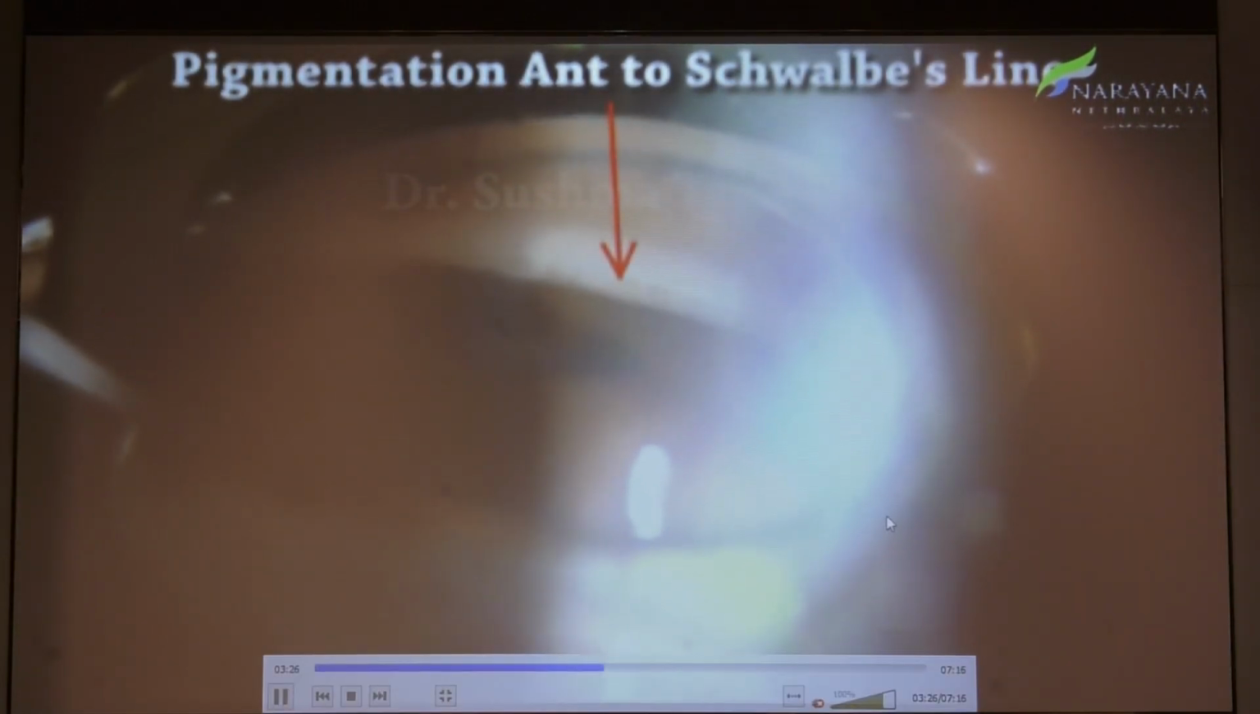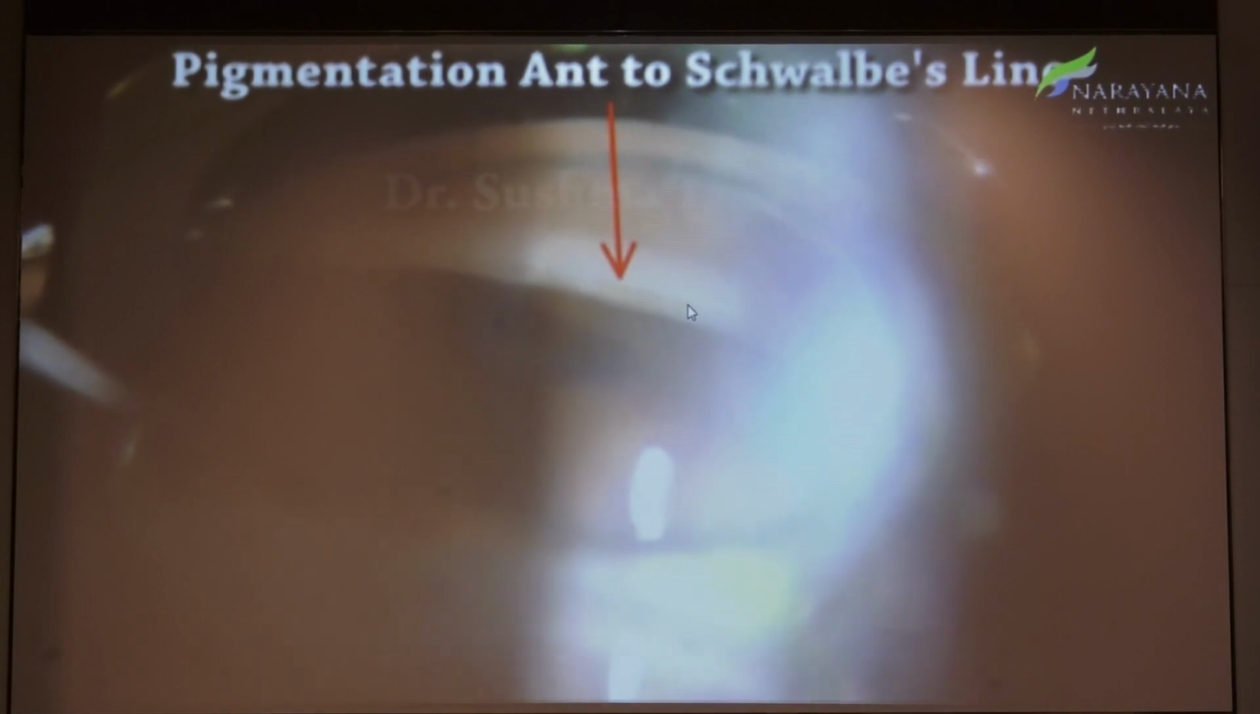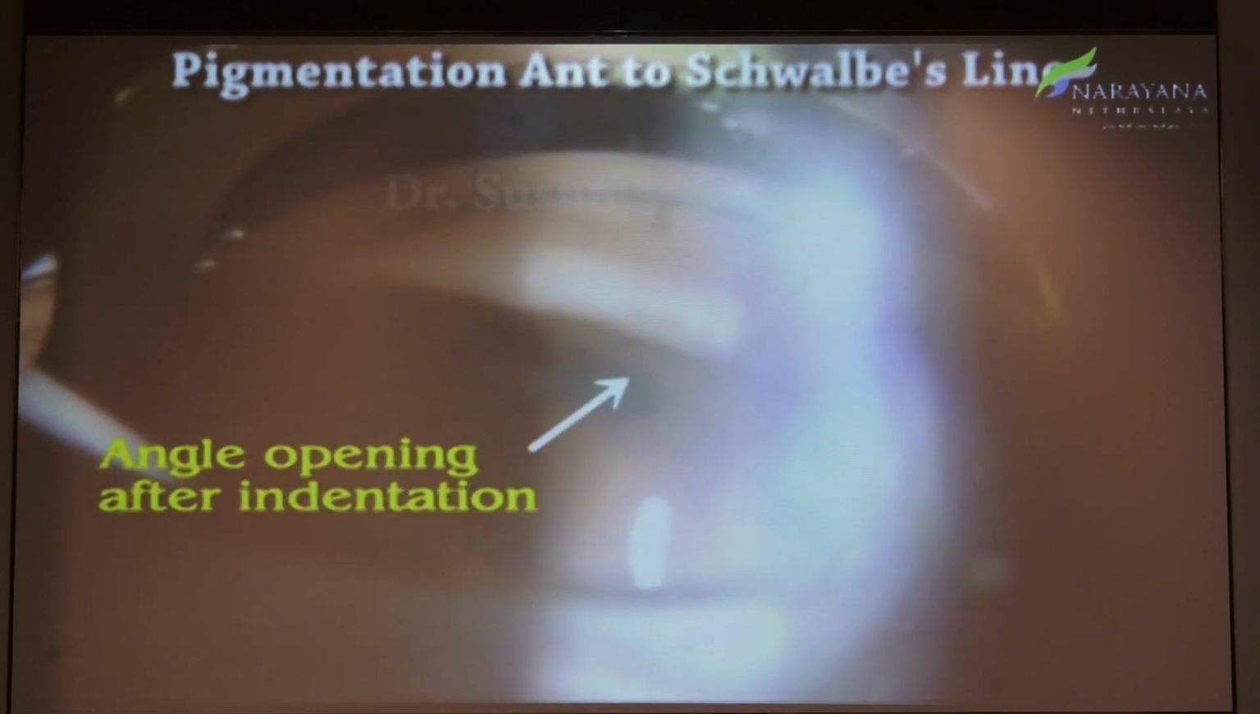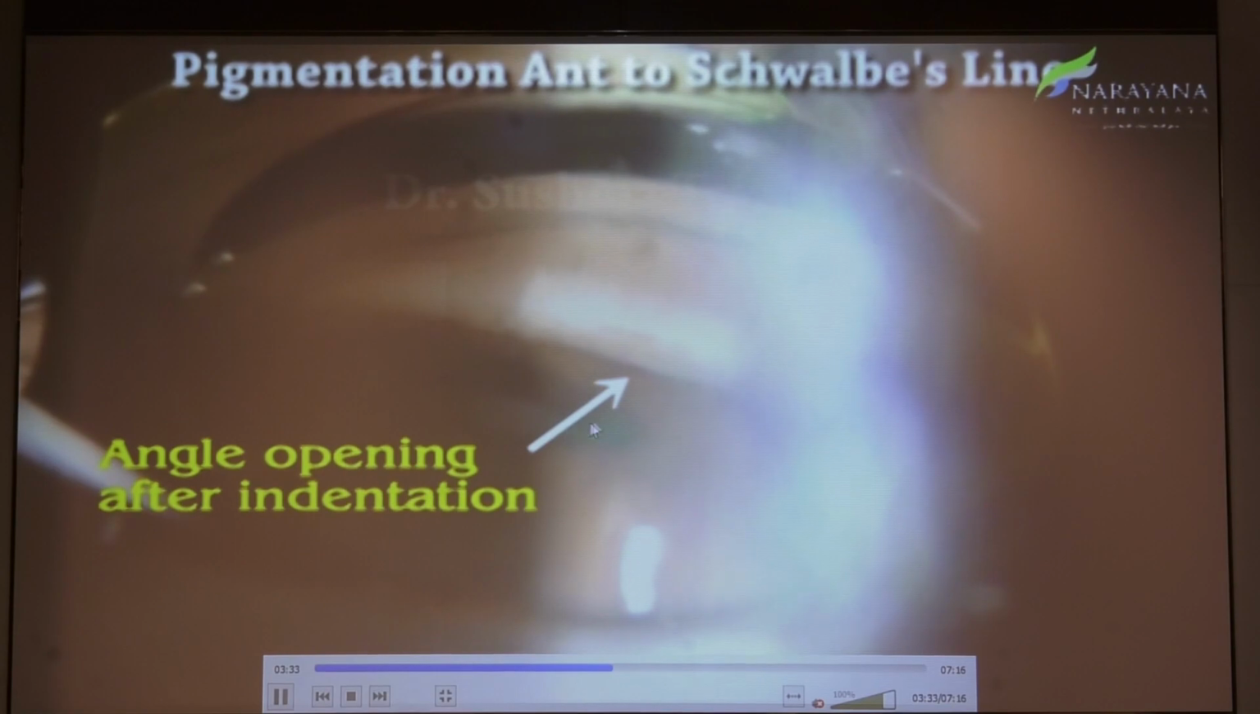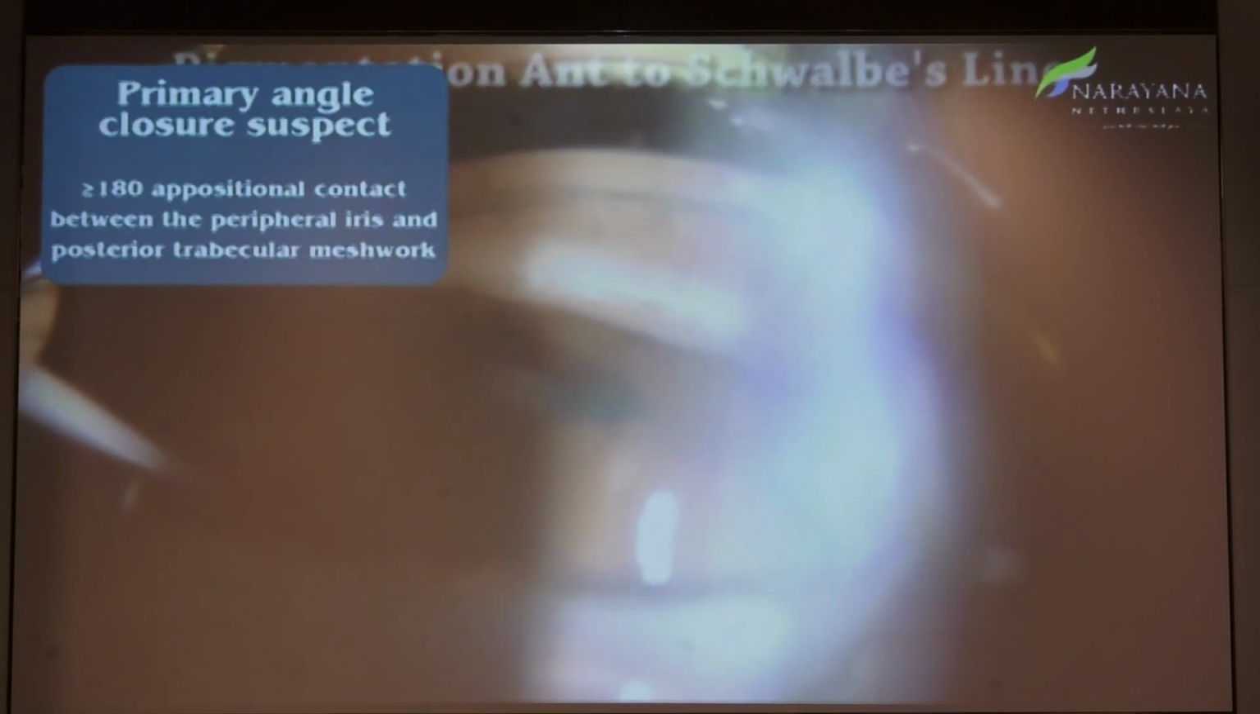There are different angles which can have different types of pigmentation, so you have to be aware that even the normal angle can look different if the pigmentation level is different. This is where you can see the pigmentation anterior to Schwalbe's line, which can be an indicator of angle closure. So you can see the angle is opening on indentation here.